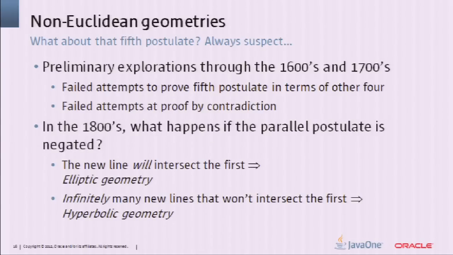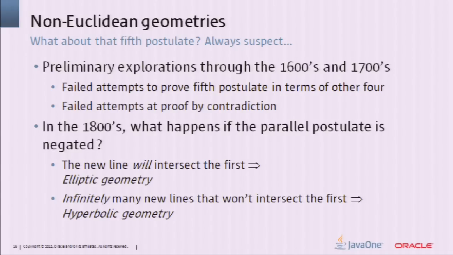However, what about that 5th postulate? People, even back around Euclid's time, didn't like it. They thought it was too complicated. They tried very hard to get rid of it, to prove it in terms of the other 4. There were efforts along those lines throughout the 16th and 17th centuries. There were several failed attempts at proof by contradiction. Let's assume that the 5th postulate isn't true and see if we can get a contradiction, and therefore we know that, well, it has to be true because we've gotten these contradictions.